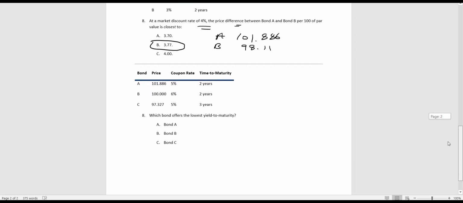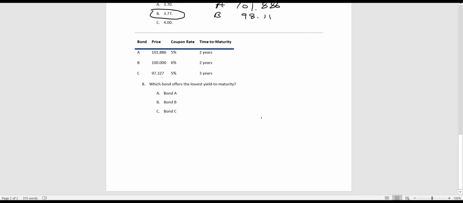So we'll scroll down, and finally we have just one last question that we practiced, and it's saying which bond offers the lowest yield to maturity. So in this case, we're calculating the IY because they're giving us the price.